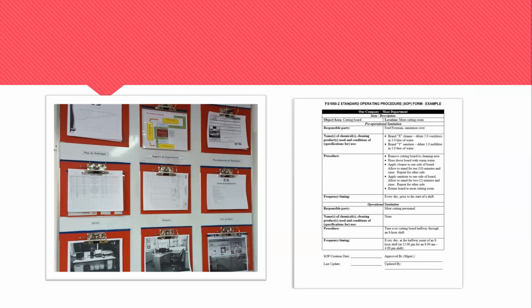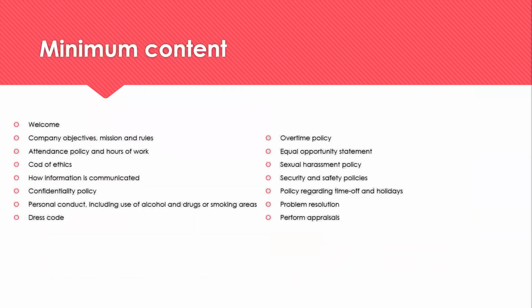It can be operating procedures like the one on the right, where you define when you have to do the job, what is the procedure, who should do it, when, and you can provide as many details as you want. You can include pictures, you can include diagrams, whatever the employee may need to know exactly how to perform work. So what is the minimum content? Well, you can have many things in your employee books.